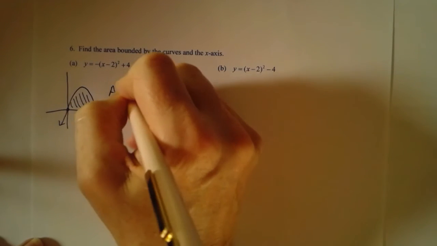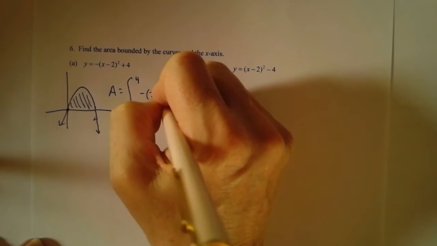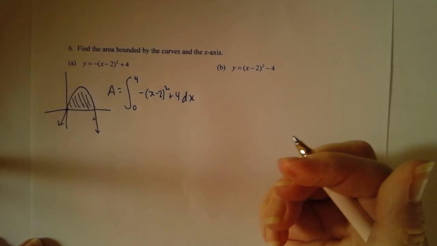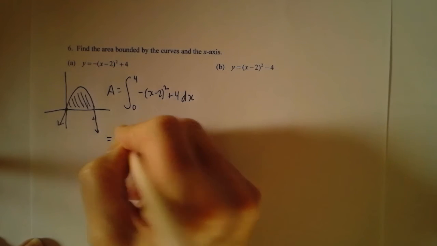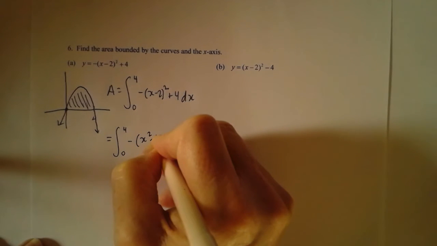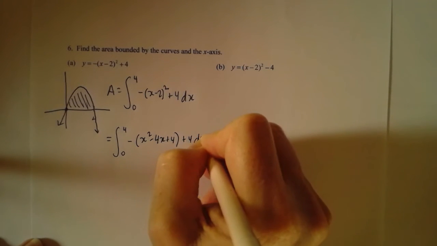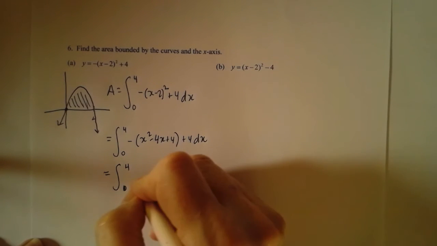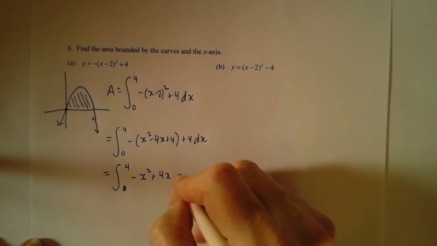To find that area, we do the integral from, going left to right, 0 to 4 of negative (x minus 2) squared plus 4 dx. I can integrate that straight like that, or you can expand it out. So I'll say that's the area from 0 to 4. I might just expand it, of negative x squared minus 4x plus 4, and then plus 4 dx, which is the integral from 0 to 4 of negative x squared plus 4x, and that's going to be minus 4 and plus 4, so that's 0 dx.